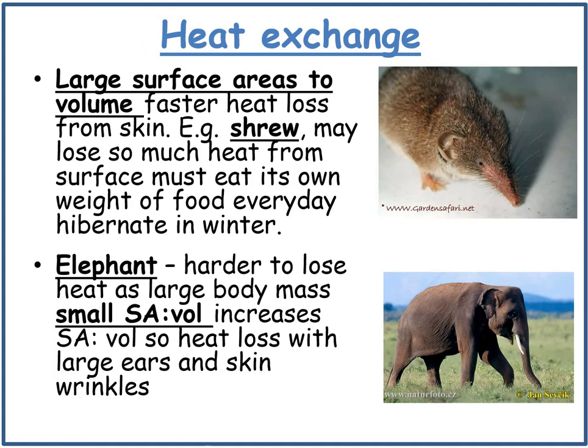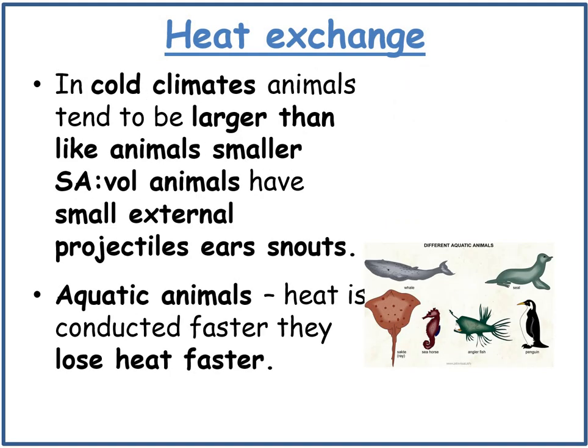So a large surface area to volume ratio, like the shrew, has faster heat loss from the skin and might lose so much heat from its surface that it must eat its own body weight of food every day and also hibernate in winter. The elephant has a smaller surface area to volume ratio. It's harder to lose heat because it's got a large body mass, so it increases its surface area to volume ratio with its large ears, and its skin has wrinkles.